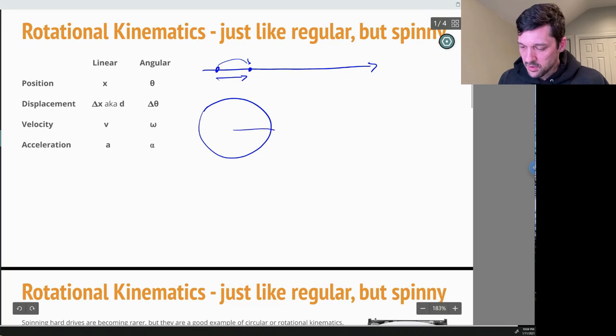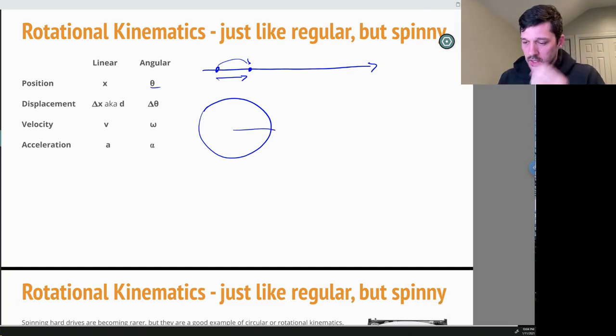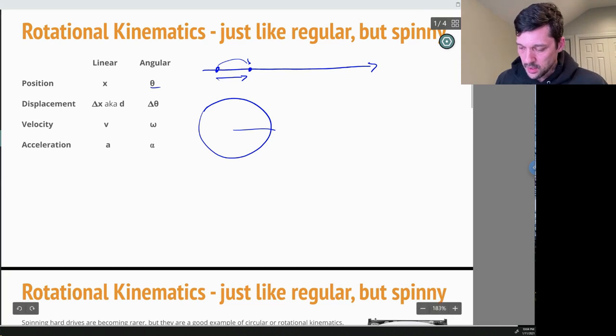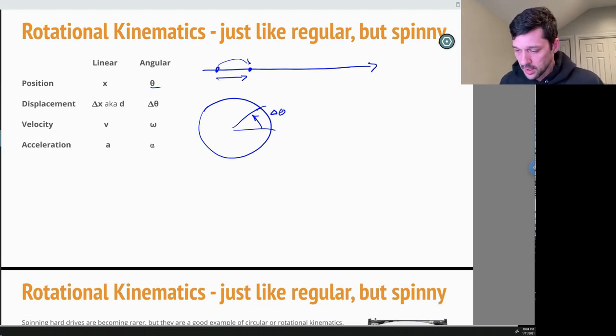You can have an angular position, where you are in the rotation of the circle. You can have an angular displacement. If this thing rotates, you have rotated some delta theta.